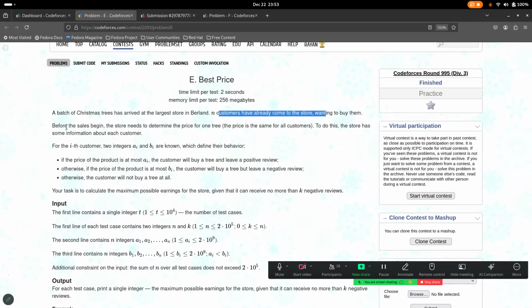And basically, you could fix the price for one tree, the price of the trees, and each tree would be sold compulsorily for that price. Now, each customer had two corresponding integers, A of I and B of I, and they were known. So you have these two arrays, A and B.